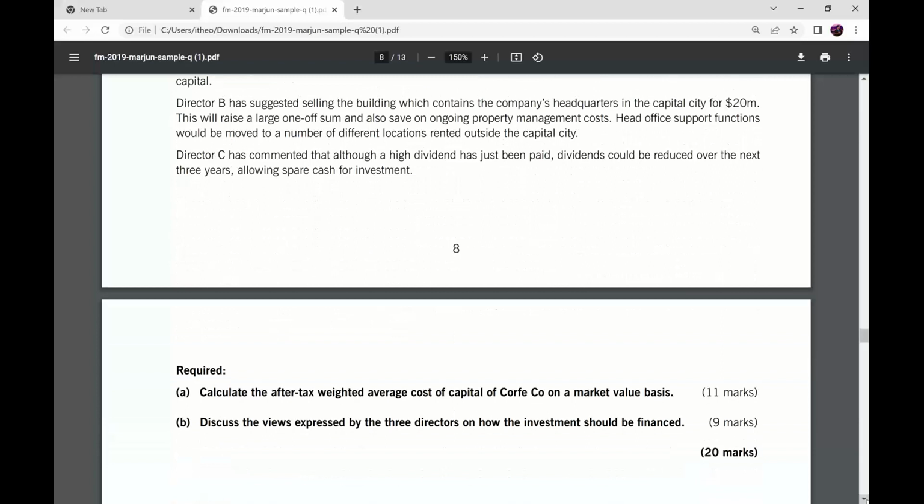There are 2 requirements worth 11 marks and 9 marks in this examination question. Requirement A, calculate the after-tax WACC, weighted average cost of capital, of Corfez on a market value basis, 11 marks. And then B, discuss the views expressed by the directors on how investment should be financed. You have to discuss the views of the three directors, 9 marks. We'll solve both of them. First requirement, calculate the after-tax WACC of the company.